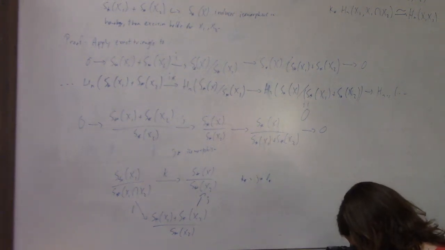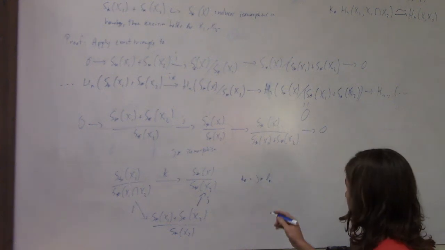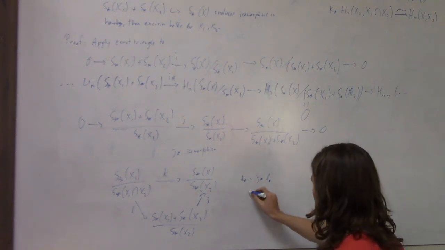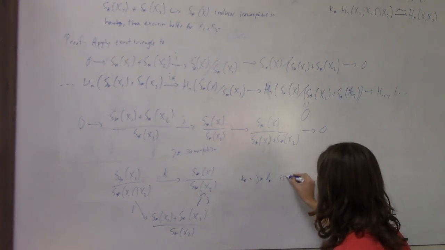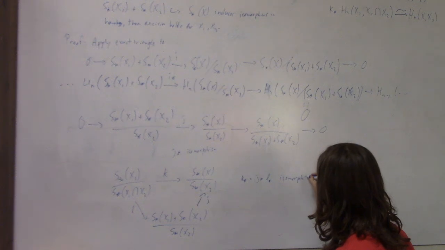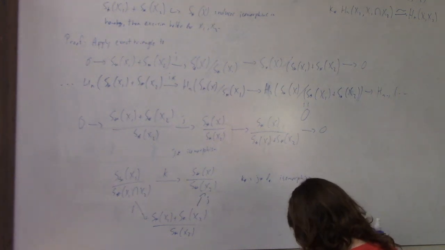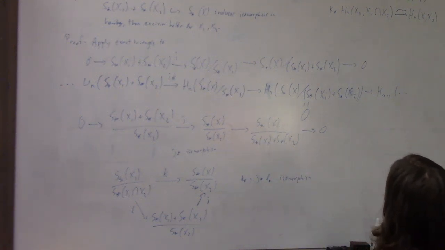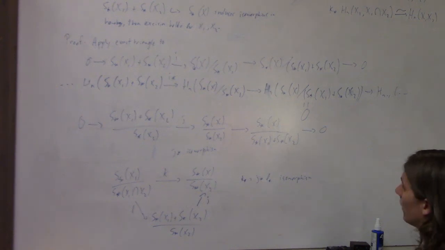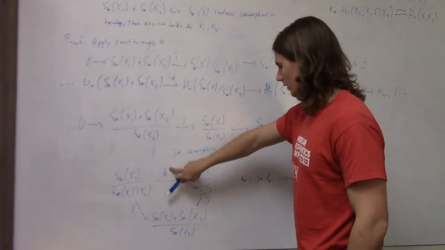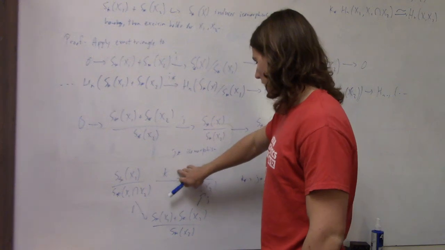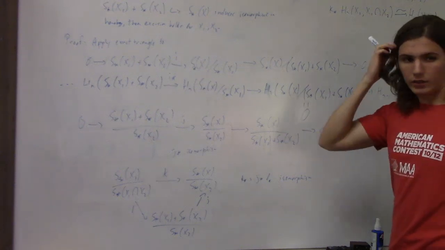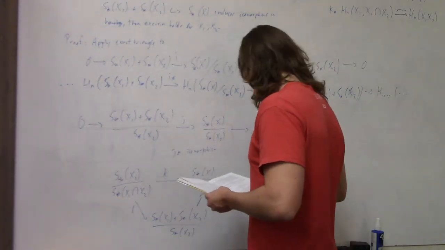But this is an isomorphism because L is an isomorphism. That means that K star has to be an isomorphism. And so from this, the induced maps create isomorphisms, so we went from here to here. And so that gives us excision. That's right.